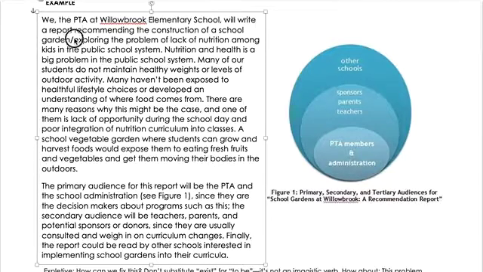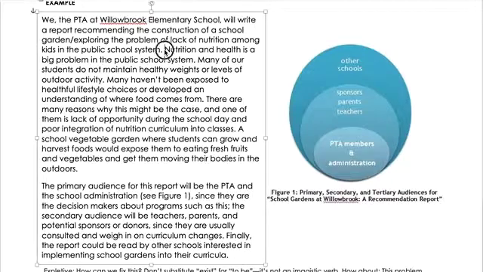But mostly what I'm interested in is what problem are you going to explore? So this person says they're going to explore the problem of lack of nutrition among kids in the public school system. Okay, so that's a great problem to try to solve. It's interesting for people who are interested in pedagogy and also people who are interested in public health and nutrition. I can see that the student would be engaged and interested in this topic.